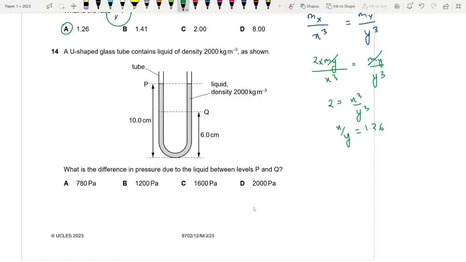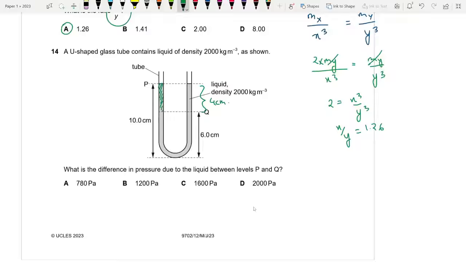Next, for 14, a U-shaped glass tube contains liquid of density 2000 kilograms per meter cube as shown. What is the difference in pressure due to the liquid between levels P and Q? Let's see. So for this U-shaped glass tube, how do we find the difference in pressure between two levels? Essentially, we just need to find out the change in height between the two levels and multiply it with the density. So for example, we know that this is at 10 centimeters and this is at 6 centimeters. So what is the gap? It is 4 centimeters. And we know that we have this liquid of density 2000 kilograms per meter cube inside the tube.